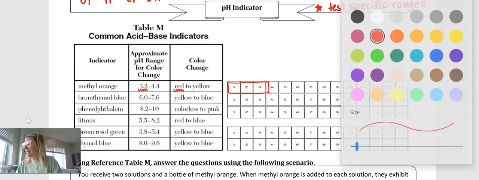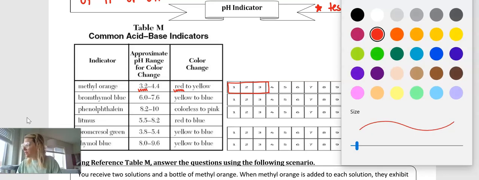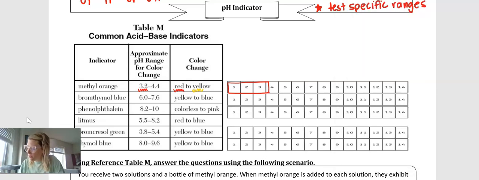When we see our second color here, it's actually going to be yellow, and it'll turn yellow in pHs of 4.4 or higher. So it would turn yellow in those solutions.